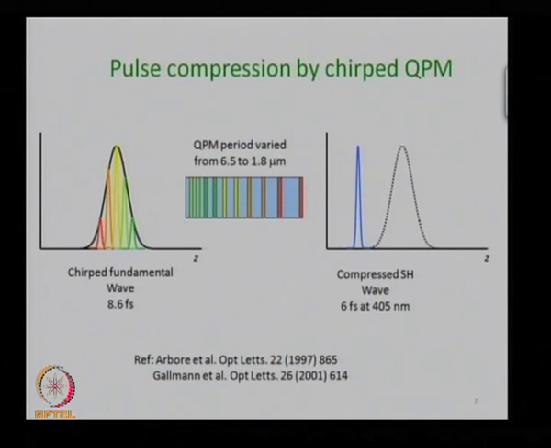You can actually do more interesting things, like compressing a pulse when it generates a second harmonic. And here is a very interesting paper in which you have a period varying from 6.5 to 1.8 microns, and you can show that a fundamental wave comes in with a duration of 8.6 femtoseconds, and it gets compressed in the second harmonic to about 6 femtoseconds. So you can do a lot of things by essentially engineering the domains of the crystal, which is not possible if you have birefringent phase matching. So quasi phase matching gives you a lot of flexibility in achieving multifunctionalities.